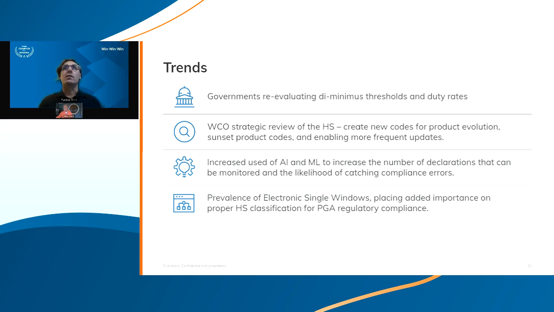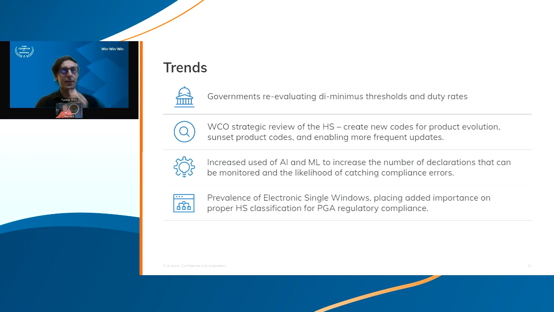So we're seeing the movement of data into these single entry points. So getting your data right up front, which includes the HS code, allows for a smoother clearance and then obviously passage on to the end customer and final delivery. So those are a few trends that we're seeing.